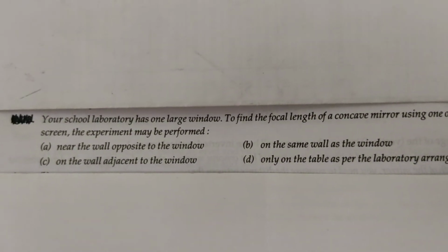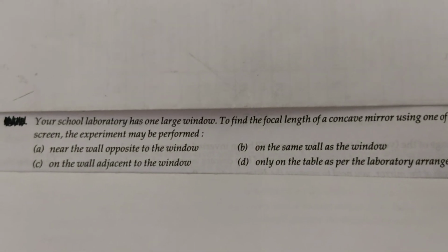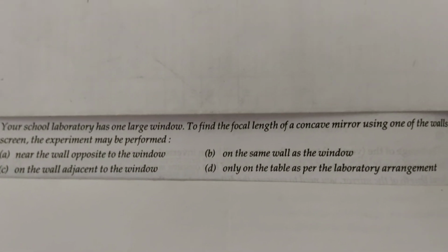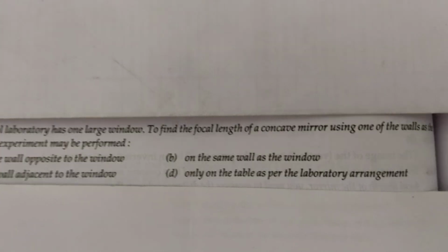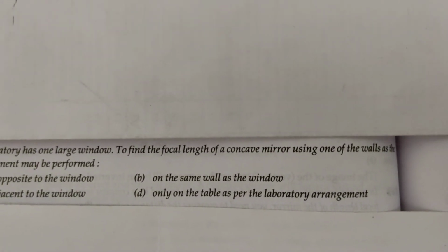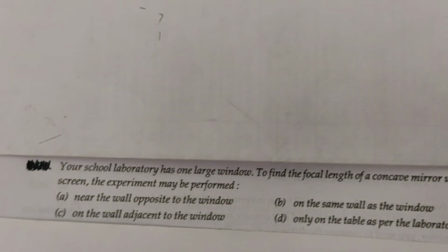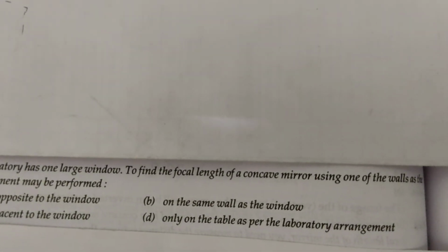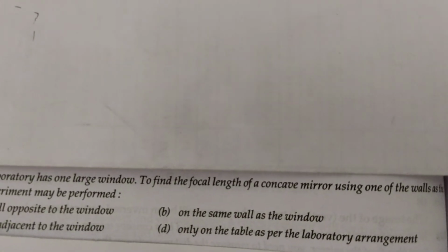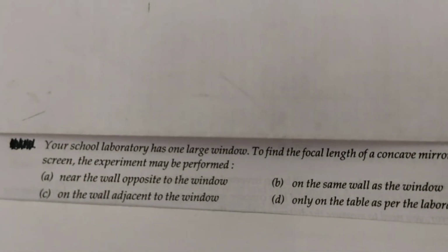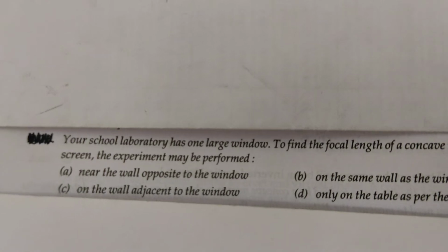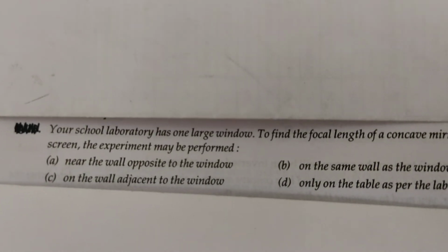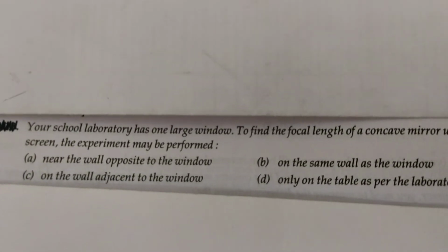Now the next MCQ is: your school laboratory has one large window. To find the focal length of a concave mirror using one of the walls as the screen, the experiment may be performed. Now you have to choose the correct option.